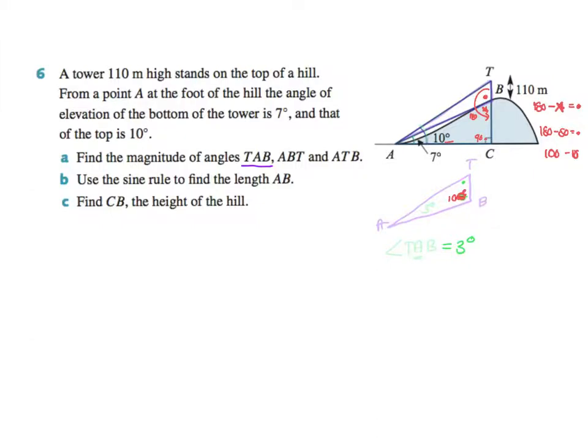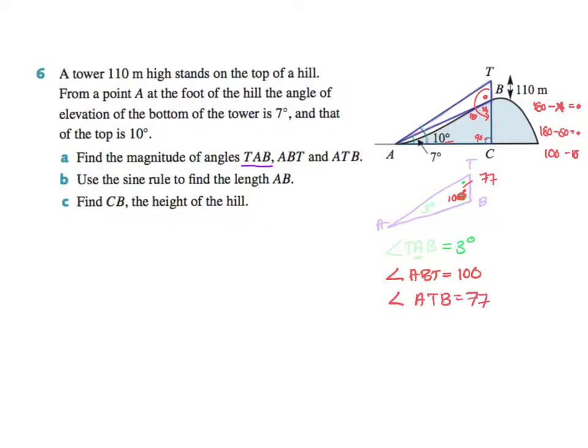So we've got 100 and a 3, so this one T up there is 77. So you've now found them all. Angle TAB, angle ABT equals, what did we say before? 100. And angle ATB equals 77. So now you've got that.